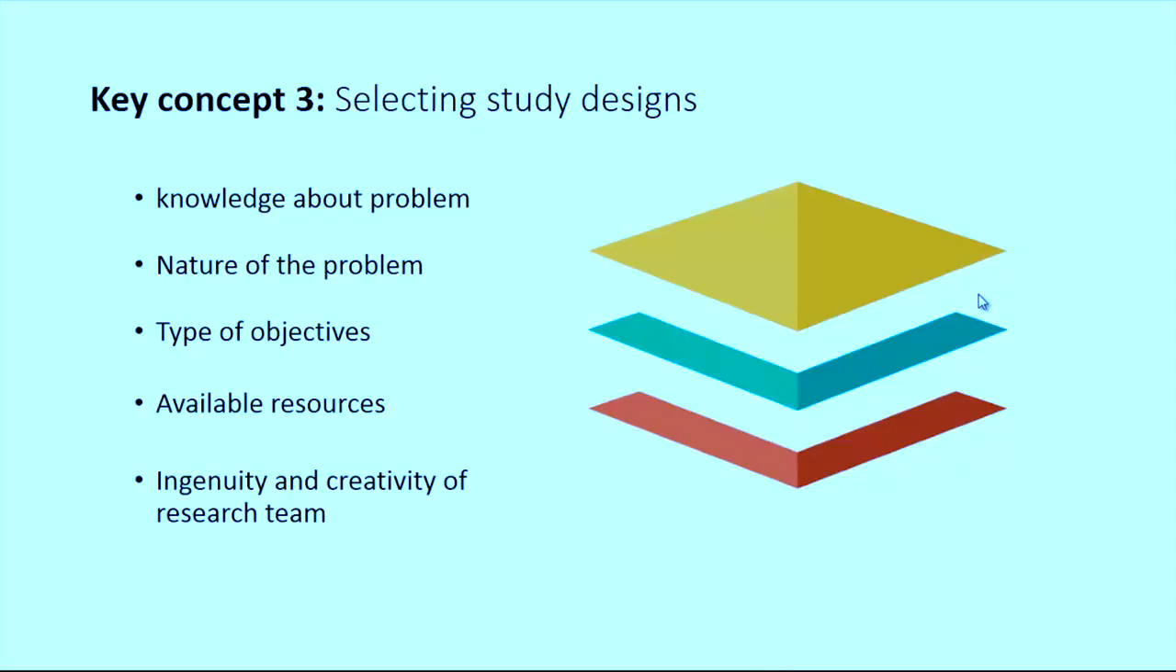First, what we know about the problem, and second, the nature of the problem and the type of objective of the study that we want to do. And also we have to consider the available resources that we have, and also the ingenuity and creativity of the research team. These factors will influence what type of study design we can use in the implementation research.